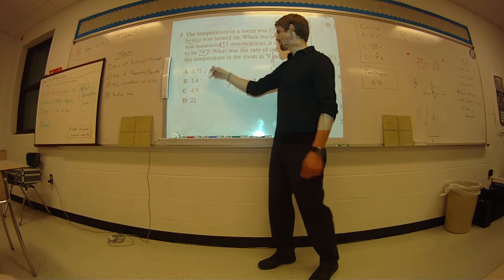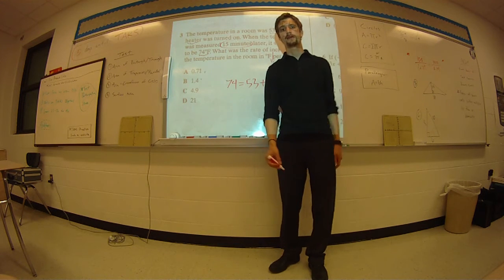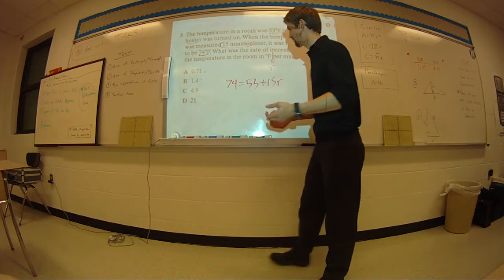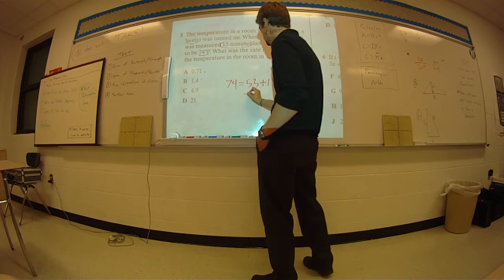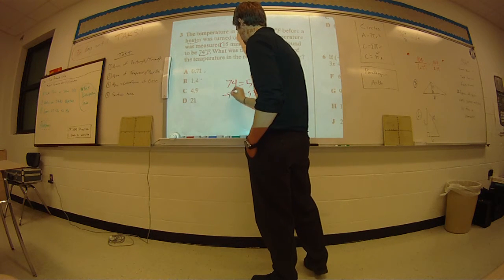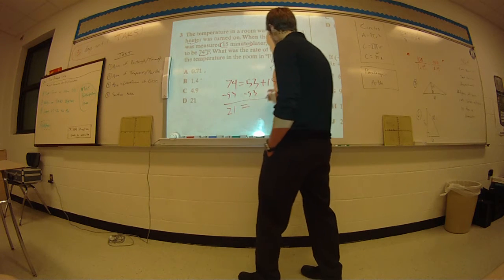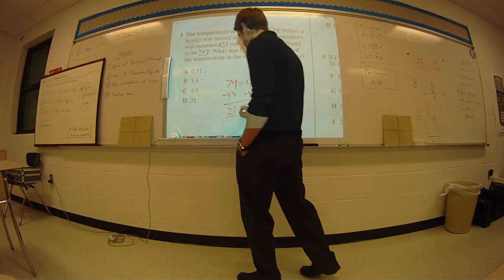Now, one thing you can do is you could always plug each of these values in for R and say, okay, which one of these values, if I plug it in, will give me 74 at the end, okay? Or we could also solve for it, which you should know how to do at this point. How do you solve for it? First thing is get this R alone, subtract 53 from both sides. You're going to get 21 equals 15R. Divide both sides by 15.